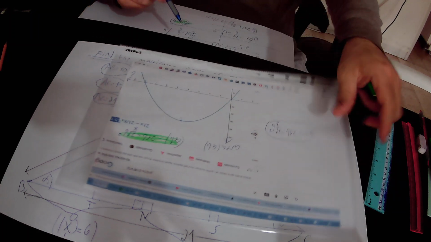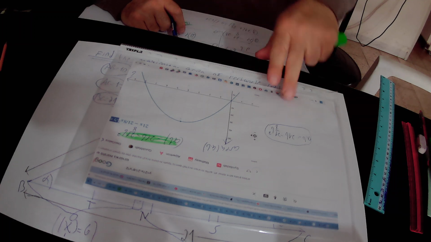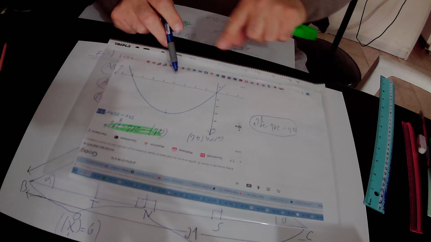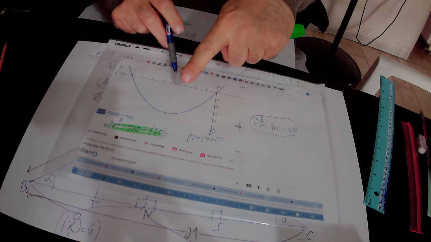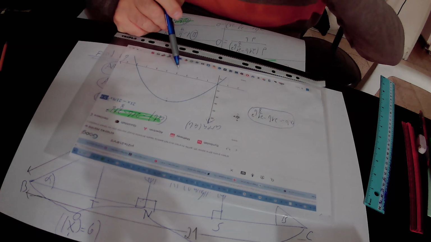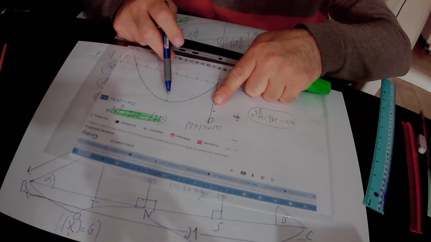Actually, we can find out the area of this rectangle PQST when b equals 4 from this graph itself. You can see that when b equals 4, then the area is more than 40.